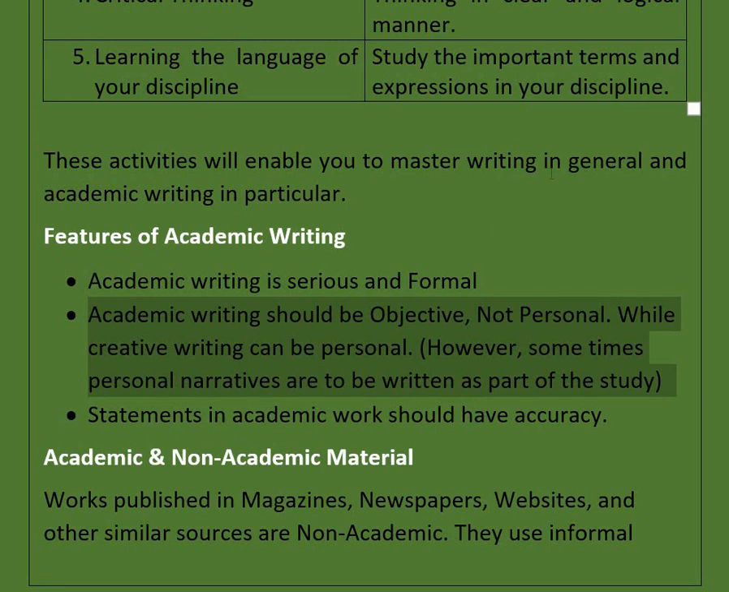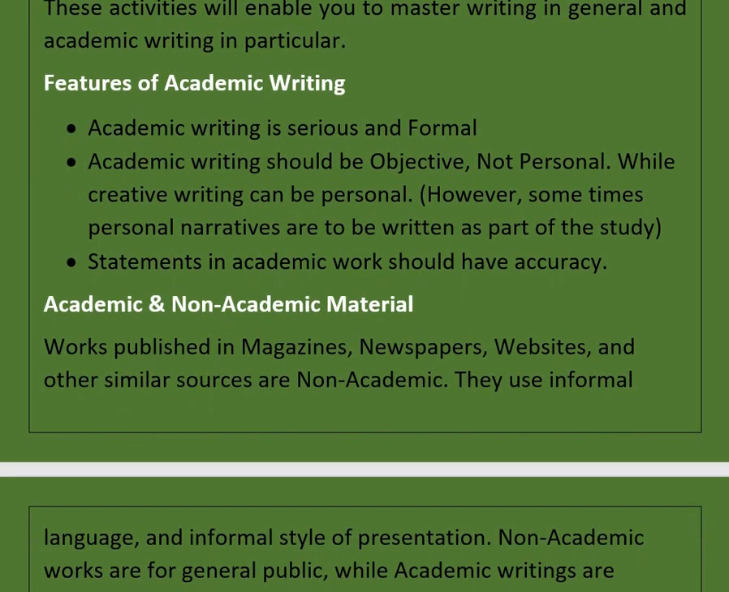Then statements in academic work should have accuracy. See, academic writing should have accuracy. It will be read by students, scholars. So inaccurate elements should not enter academic work. So these are features of academic writing in general. Academic writing is serious and formal. Academic writing should be objective, not personal. Then it should have accuracy.